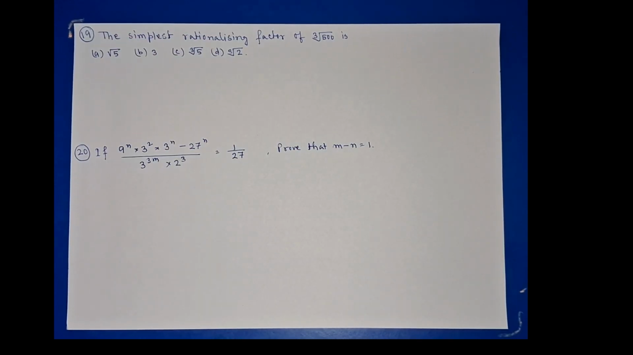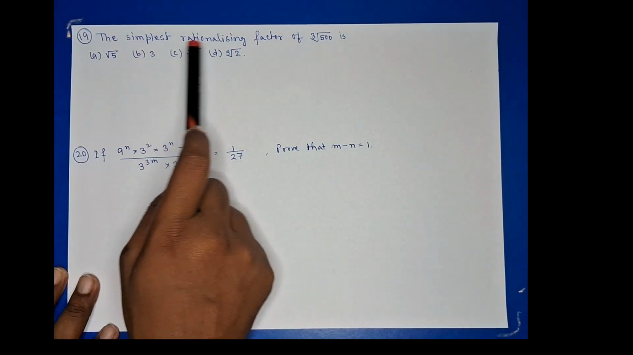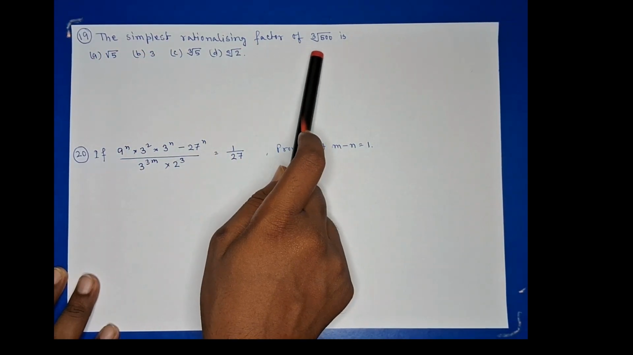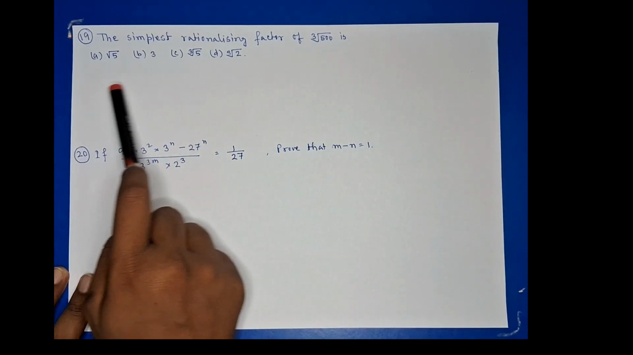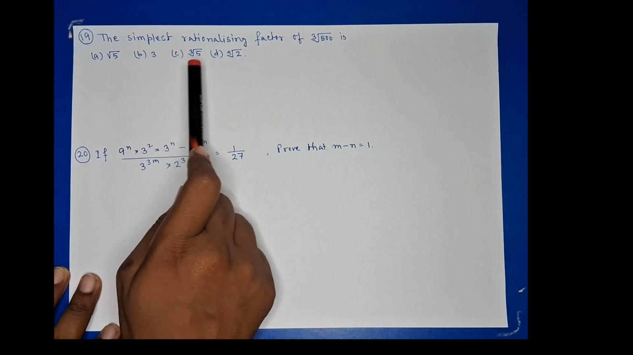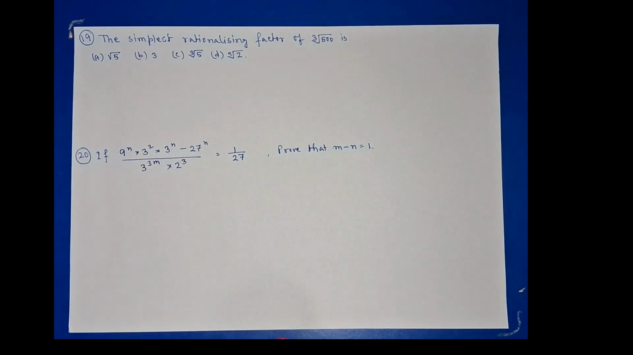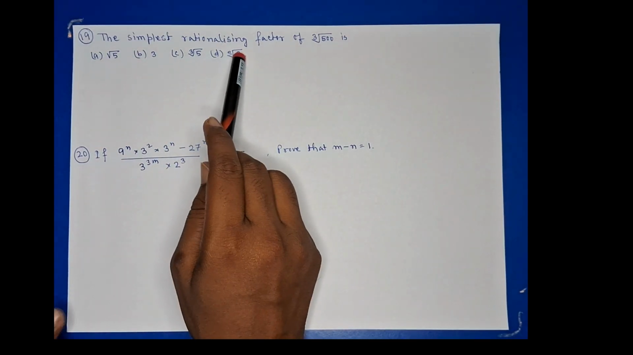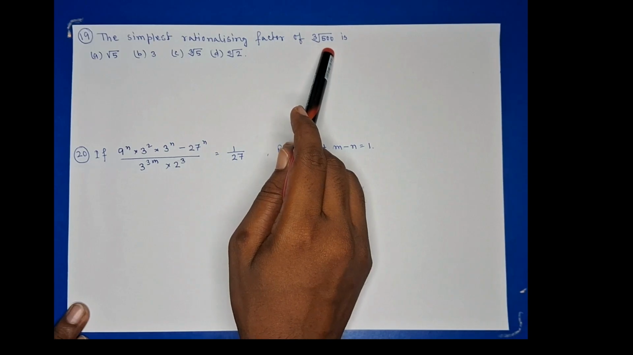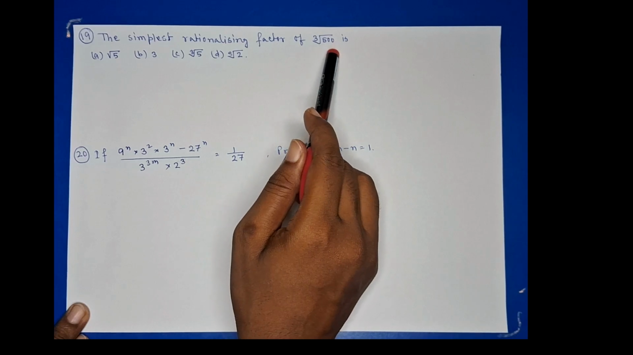So with the help of the theory that we have learned on rationalizing factors and surds, let us solve one problem. Problem number 19. The simplest rationalizing factor of cube root of 500 is, there are four options: square root of 5, 3, cube root of 5 and cube root of 3. Which one is correct? First understand the question. Which one is the rationalizing factor of cube root of 500?